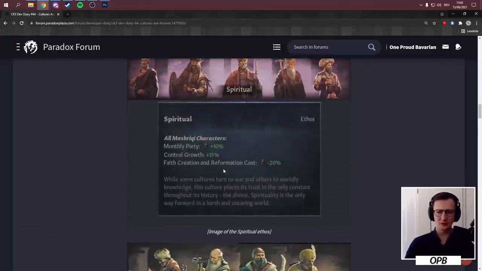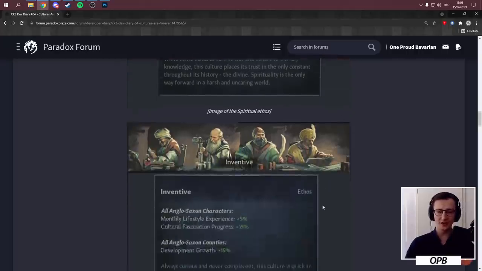Let's just take a look at the flavor text of spiritual. I skipped that by accident. While some cultures can turn to wound, others to worldly knowledge, this culture places its trust in the only constant throughout its history, the divine. Spirituality is the only way forward in a harsh and uncaring world.